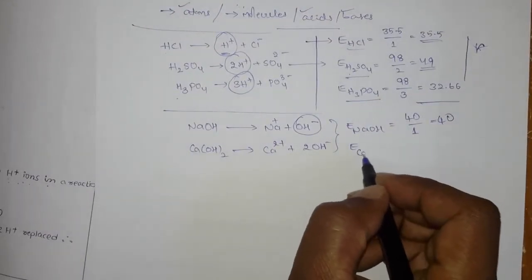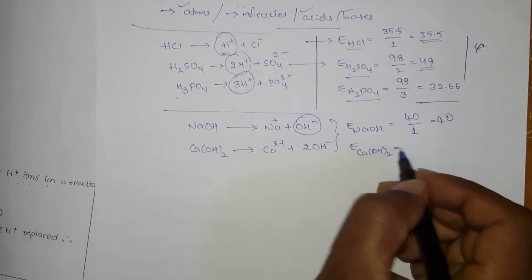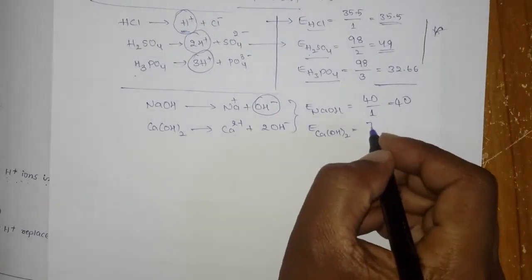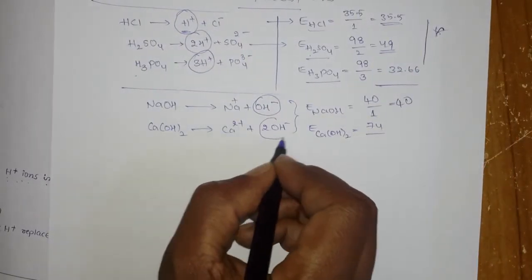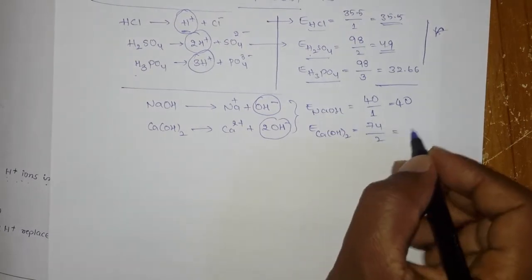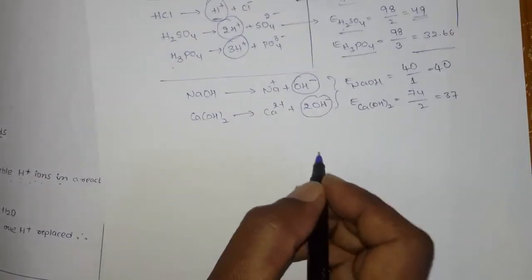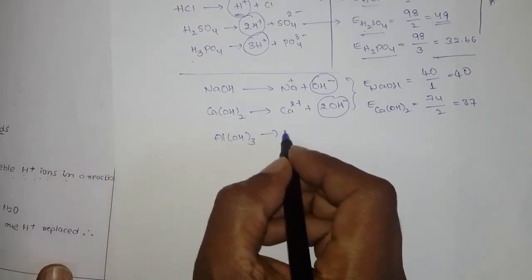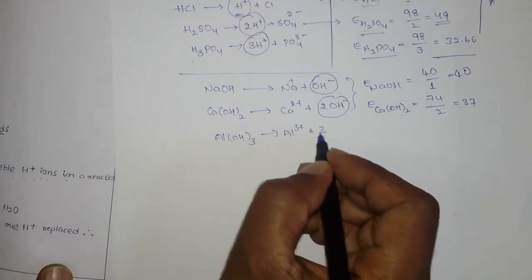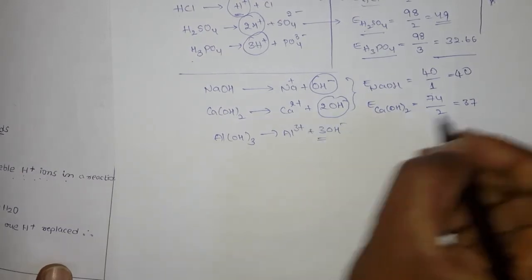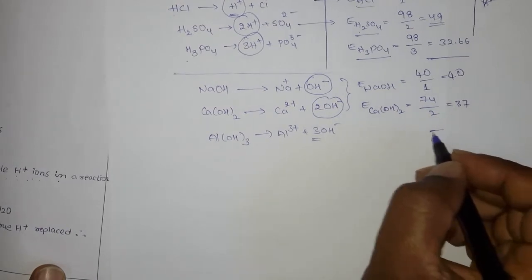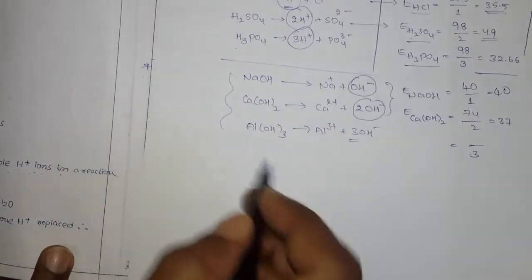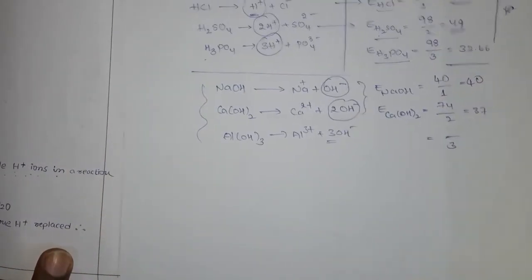Similarly, the equivalent weight of calcium hydroxide is equal to, what is the molecular weight? That is 74, divided by how many OH minus ions replaceable? It is 2. So 74 by 2 is 37. If aluminum hydroxide is there, here the replaceable OH minus ions are 3 OH minus ions. So you have to take it as 78 by 3. Very simple examples, right? So this is the way to calculate the equivalent weight for the bases.